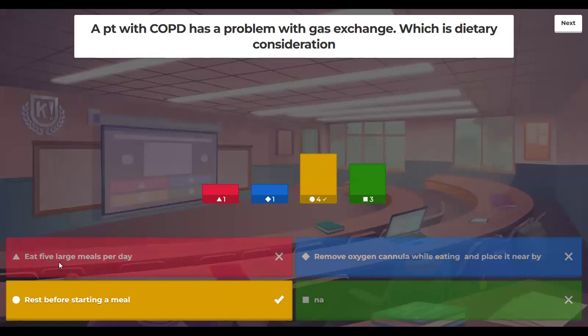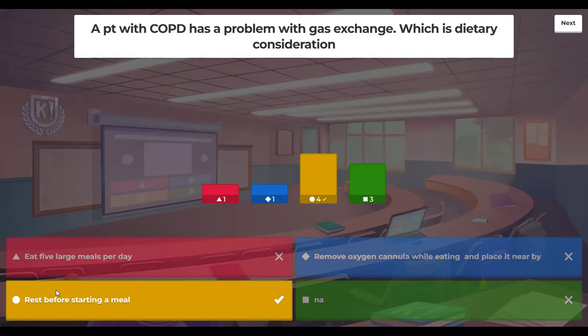What's wrong with this one? The red one. It says large instead of small. Exactly. Because remember, a person that has COPD has a problem with moving that air, that gas exchange. And so they're going to need to rest up. They need to make sure they've done everything, and not be rushed while eating, because they're more focused on catching that next breath because they're short of breath.